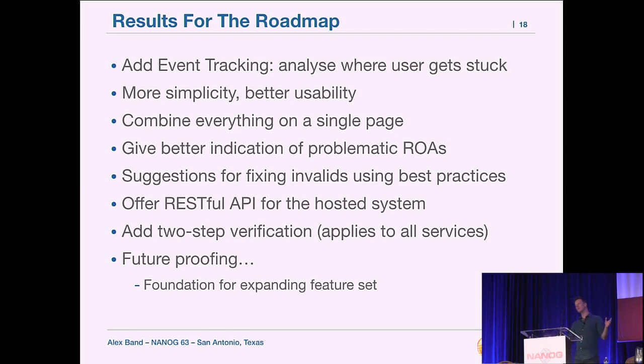So we were like, you know what? Let's put this front and center and put everything together on a single page. And then also give a better indication of problematic ROAs. So stuff that you created, and then at a later point it turns invalid, and it shows you exactly which ROA is causing a problem and how it is affecting certain BGP announcements.